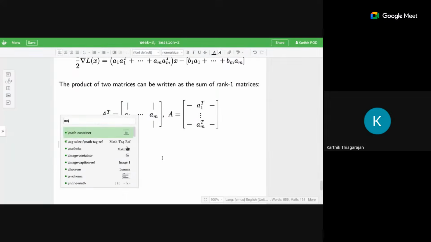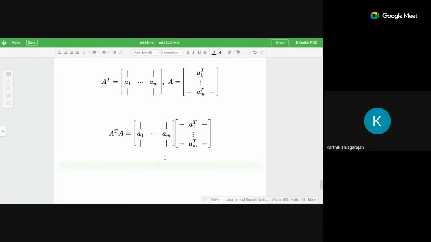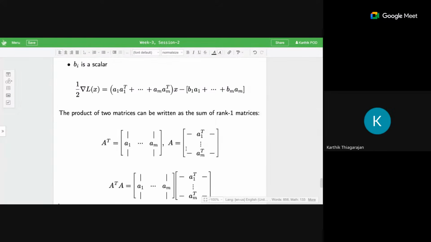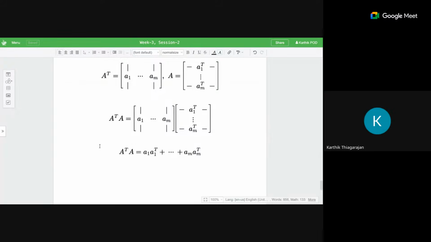Now if you multiply A transpose and A, what happens? You have A transpose here, and you have A here. So A transpose A becomes A1 transpose plus so on till Am transpose. You should remember the fourth way of multiplying two matrices. This is what we discussed. So what you see here is nothing but A transpose A. Okay. And that is one observation.